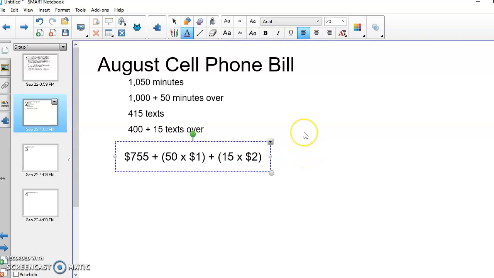All right, so our number expression to solve the August phone bill looks like this. $755 plus extra time for talking, which was 50 minutes at $1 per minute, plus 15 extra texts at $2 per text. So you're on your own to solve this expression. Do what's in parentheses first, 50 times 1. Next, do the text messages, 15 times 2. And then you're going to add those three numbers together to get your monthly August phone bill.